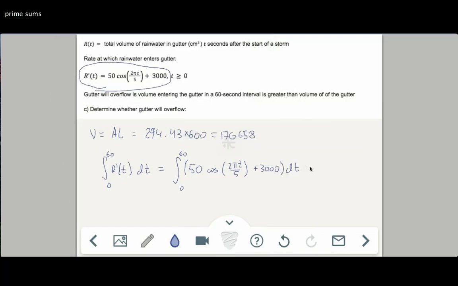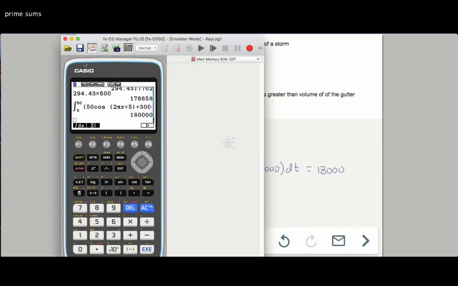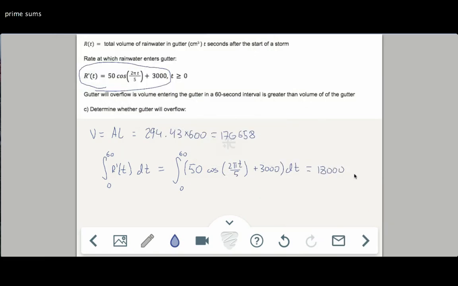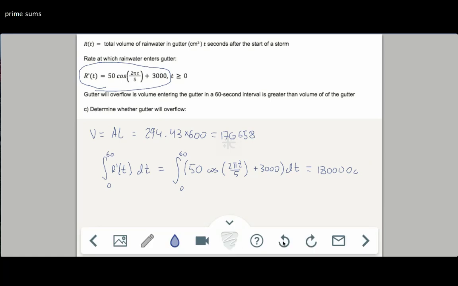So the total amount of water that's going to enter the gutter during those 60 seconds is exactly, not 18,000, excuse me, 180,000. One more zero, 180,000. So we're going to have 180,000 centimeters cubed of water entering the gutter during those 60 seconds, which is more than the volume of the gutter.